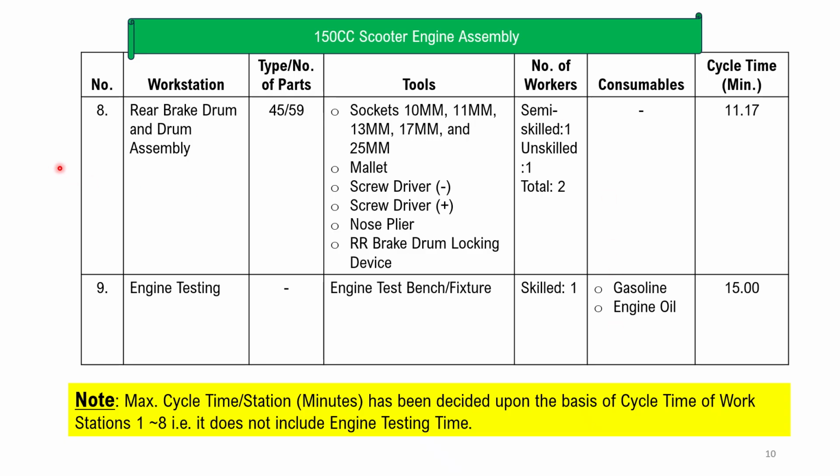Process number 8. Rear brake drum and drum assembly. Type of parts are 45, number of parts are 59 and the tools required are socket 10 millimeter, 11 millimeter, 13 millimeter, 17 millimeter and 25 millimeter. Then mallet, screwdriver minus, screwdriver plus, nose plier, rear brake drum, locking device. Total number of workers required is 2 and its cycle time is 11.17 minutes.